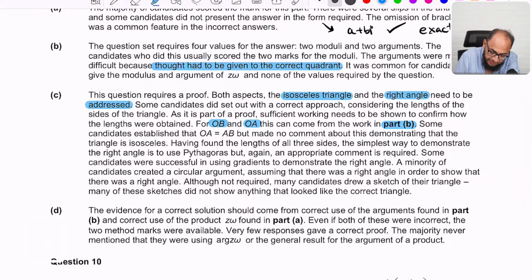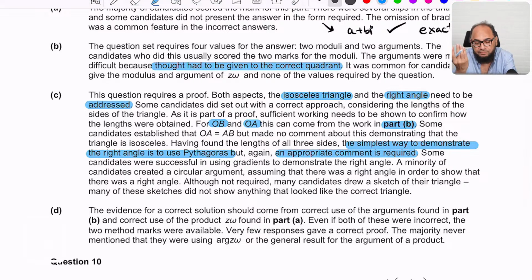Some candidates established that OA equals AB but made no comment. How can you establish a fact without giving a proof? Having found the lengths of all three sides, the simplest way to demonstrate the right angle triangle is to use Pythagoras, but again, an appropriate comment is required. It follows Pythagoras theorem, it's a right angle triangle. Some candidates were successful in using gradients to demonstrate a right angle triangle. Not bad, not bad. A minority of candidates created a circular argument, assuming that there was a right angle in order to show there was a right angle.